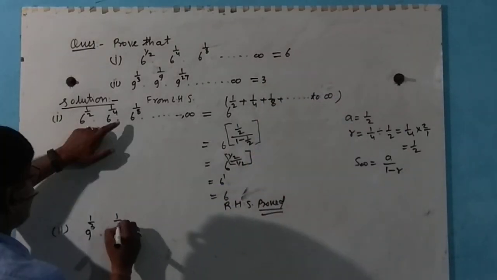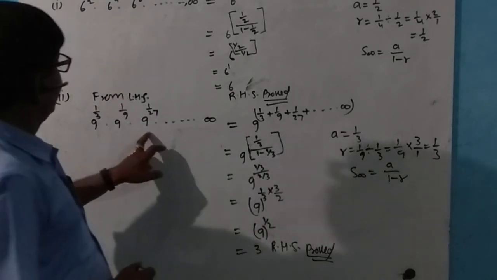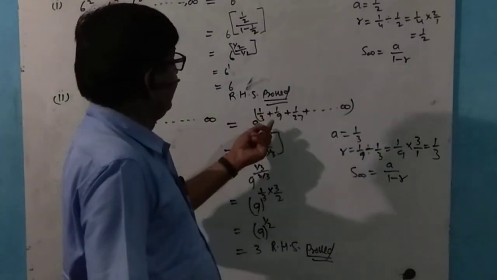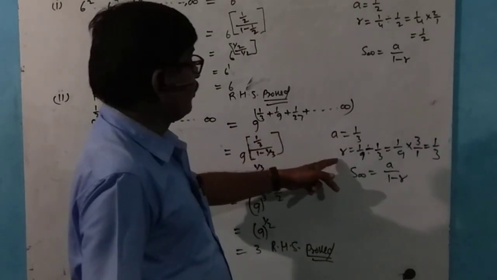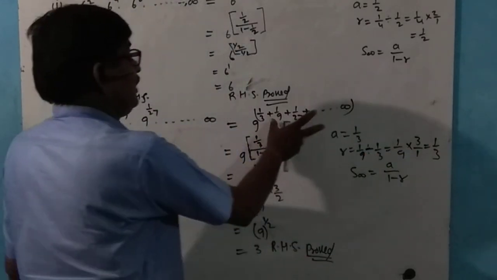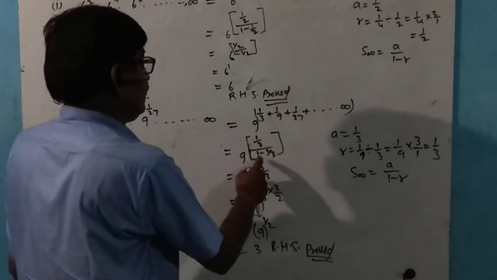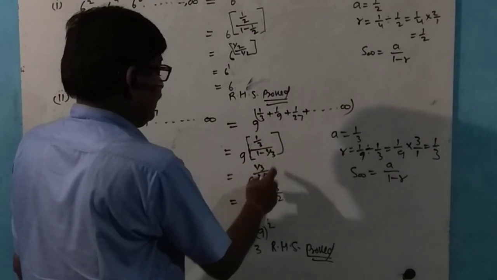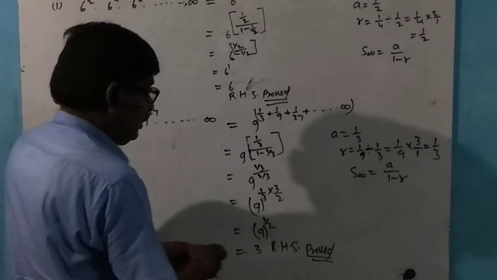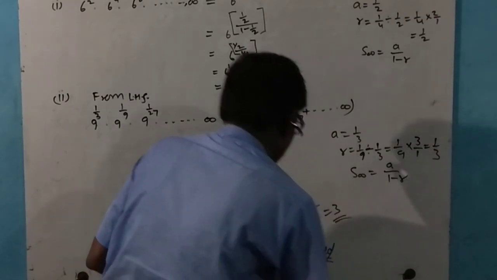Now for 9 to the power 1/3, 9 to the power 1/9, 9 to the power 1/27. The base is the same, so the powers are 1/3, 1/9, 1/27. Here a equals 1/3 and r equals 1/9 divided by 1/3, which is also 1/3. So the sum to infinity is a by 1 minus r, which is 1/3 divided by (1 minus 1/3), that is 1/2. This equals 9 to the power 1/2, which means under root 9, and this is equal to 3. Proved.